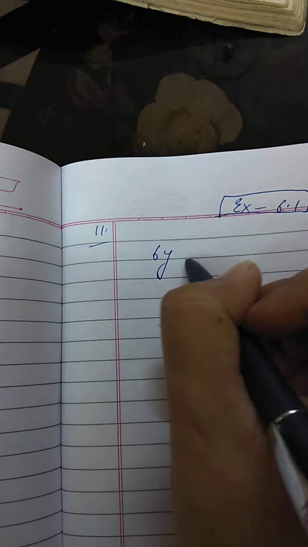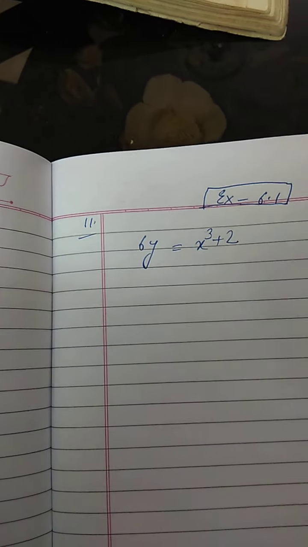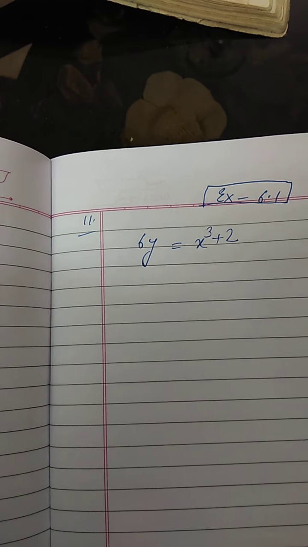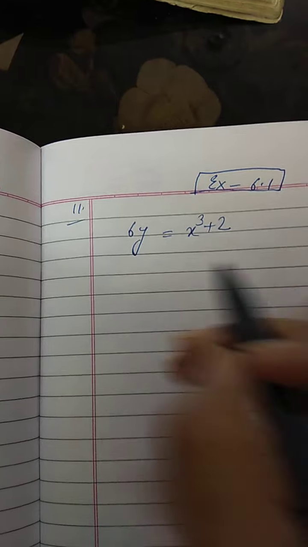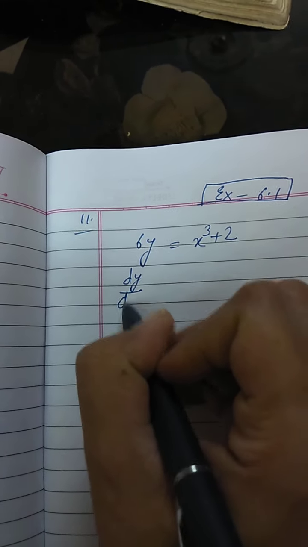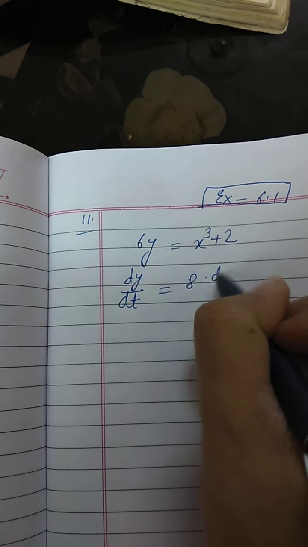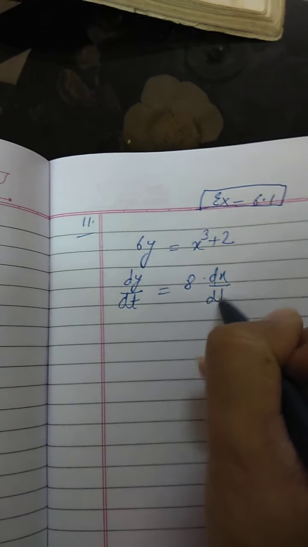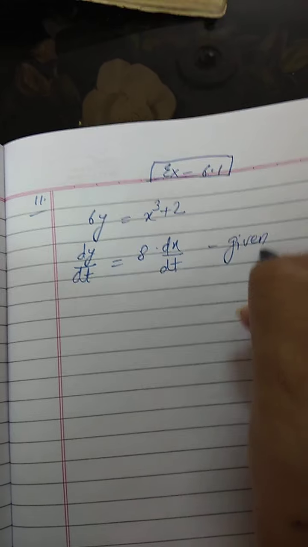It is given a particle moves along the curve and the equation of curve is given, 6y equals x cube plus 2, and we have to find the points on the curve when the y coordinate is changing 8 times as fast as the x coordinate. It means the rate of change of the y coordinate is 8 times as fast as the x coordinate is changing. So this thing is given to us, so we can use it.